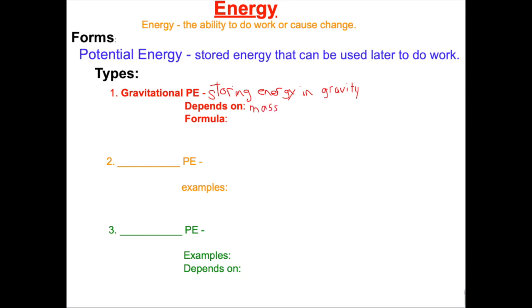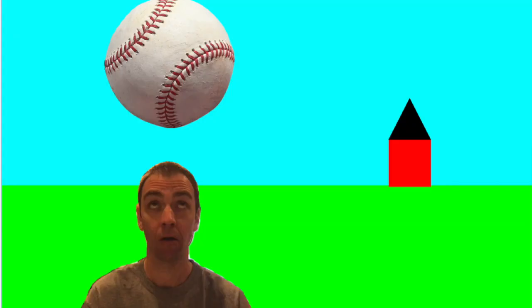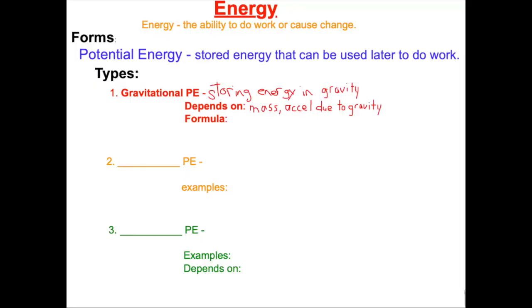First, it depends on the mass of the object. That makes sense. Think about a larger object held over your head. Yikes! GPE also depends on the acceleration due to gravity, which here on planet Earth is 9.8 meters per second squared. That also makes sense.